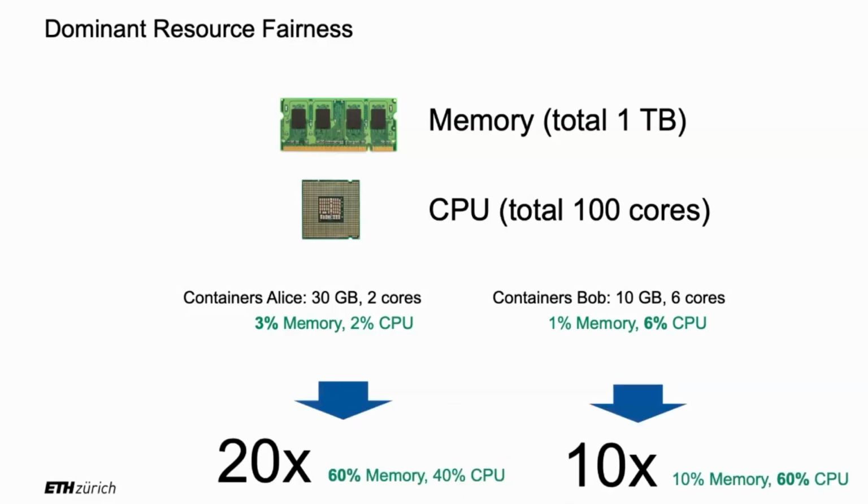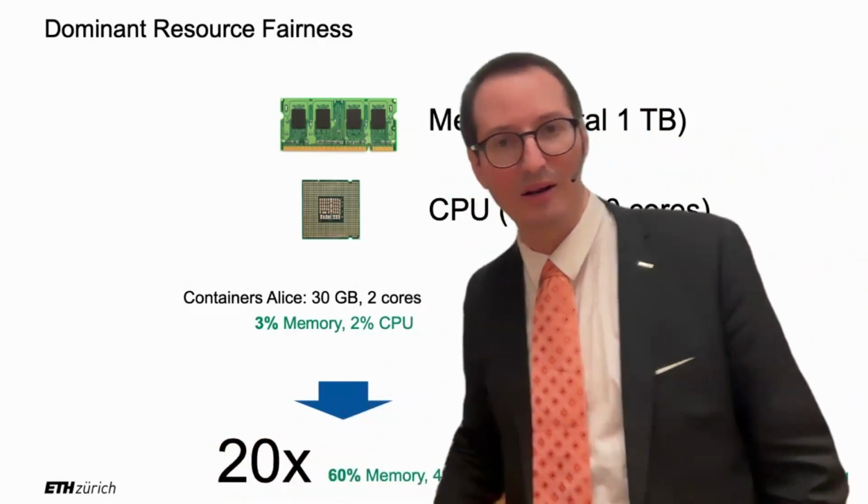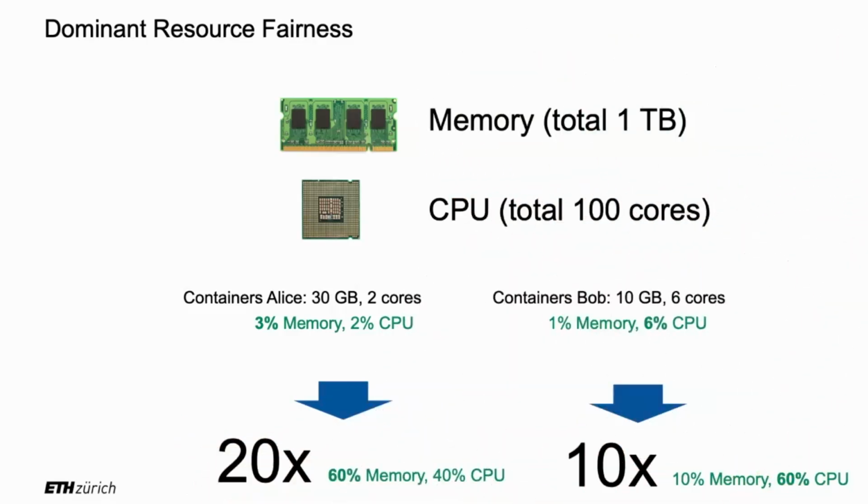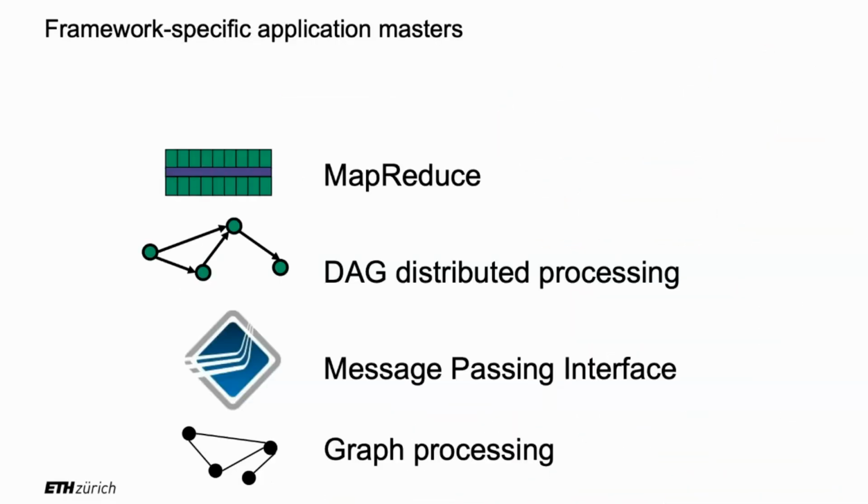So in that case, for example, we could give 20 containers to Alice and 10 to Bob. And you see here you have 60%. Anyway, 60% CPU, 60% memory. So it's kind of fair. All right.